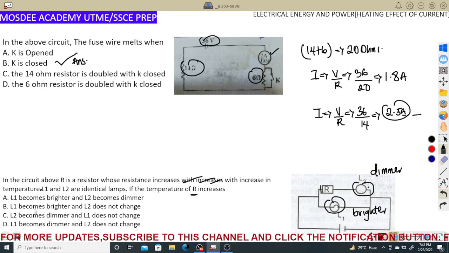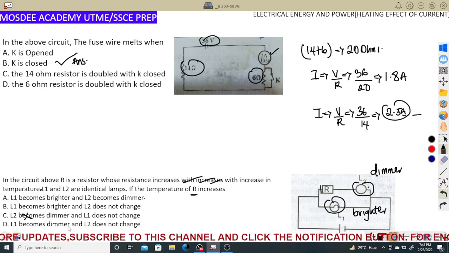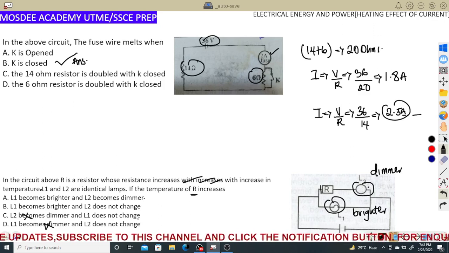I like this question. Look at this now. L1 becomes brighter and L2 becomes dimmer. Fine. L1 becomes brighter and L2 does not change. L1 becomes brighter and L2 becomes brighter: this is very wrong. L2 will never become brighter because of L1. Other options: L1 becomes dimmer. This is also wrong. L1 is not dimmer. Very good question. I like this question so much. This is very technical.